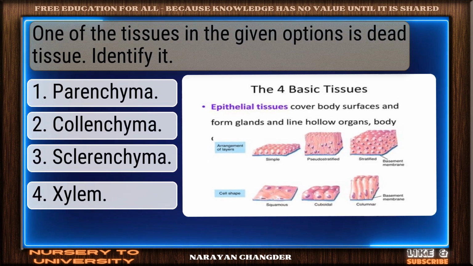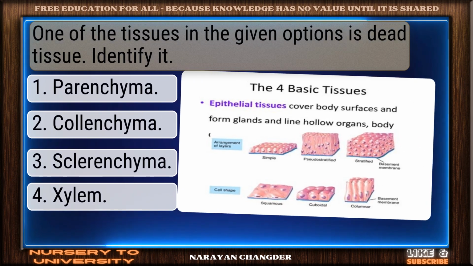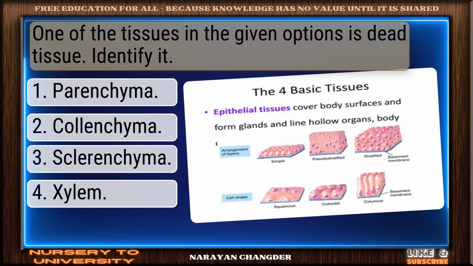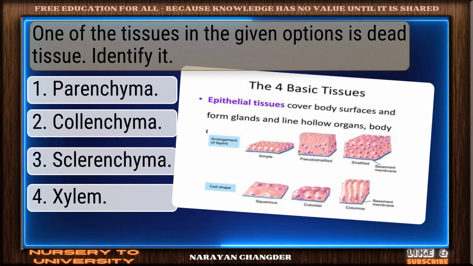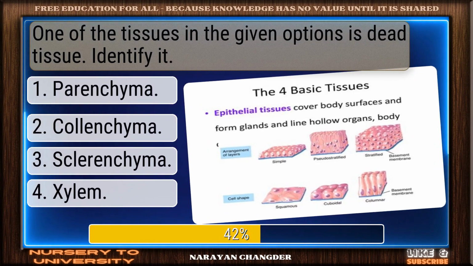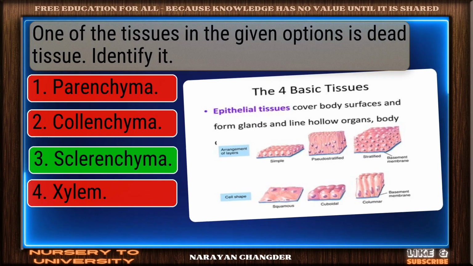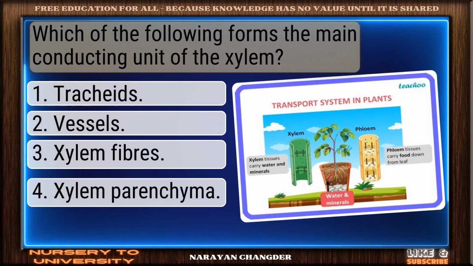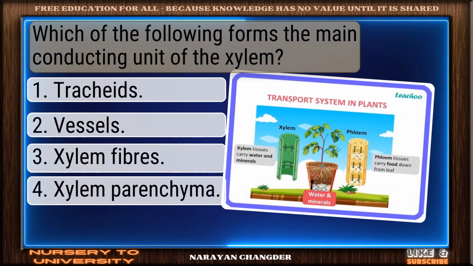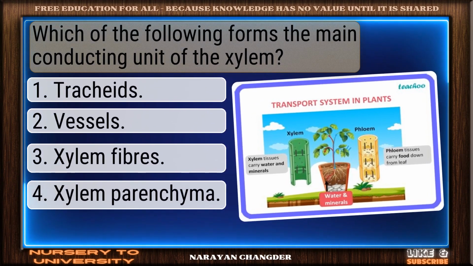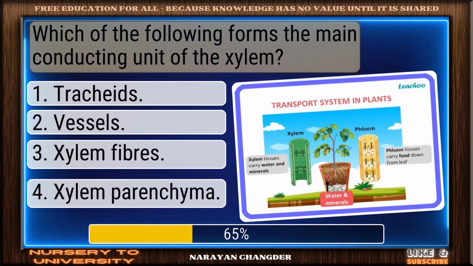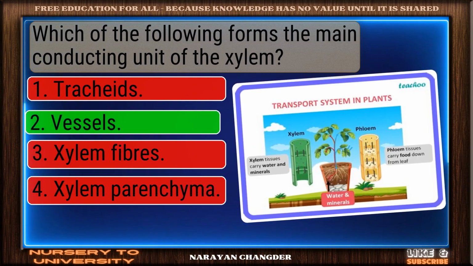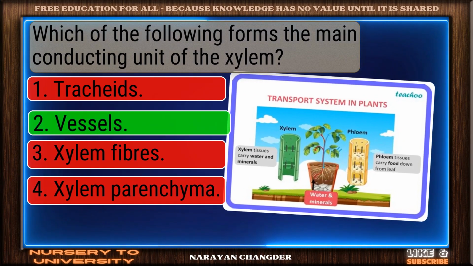Question number 38. One of the tissues in the given options is dead tissue. Identify it. Bravo. Sclerenchyma is the answer. Question number 39. Which of the following forms the main conducting unit of the xylem? On track. Vessels is the correct answer.